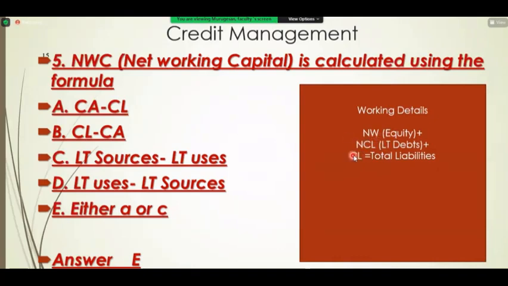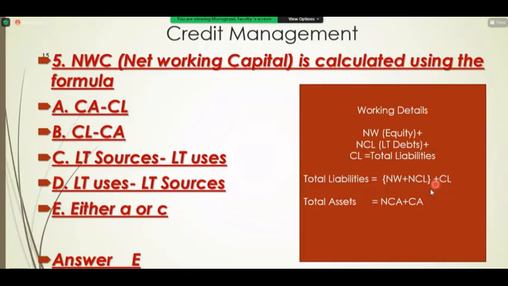This CL is considered as short-term sources. All the three is total liability. What are the total assets? Total liabilities are net worth plus NCL, that is long-term sources, plus short-term sources. And the total assets are NCA plus CA.